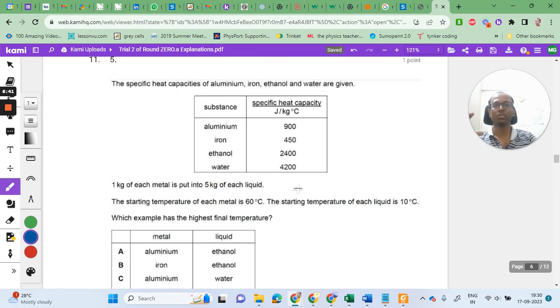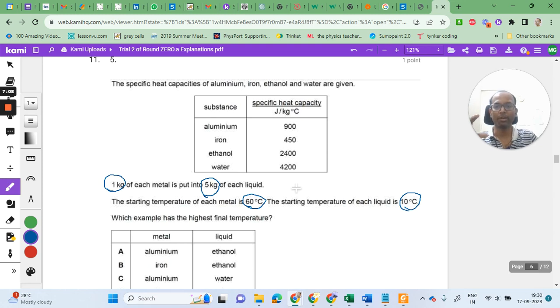This is a good one. Specific heat capacities of aluminum, iron, ethanol. Okay, now see here. The mass is fixed, 5 kg, 1 kg. So the metal mass is fixed, the mass of liquid is also fixed, the initial temperature of metal is also fixed, the initial temperature of liquid is also fixed.